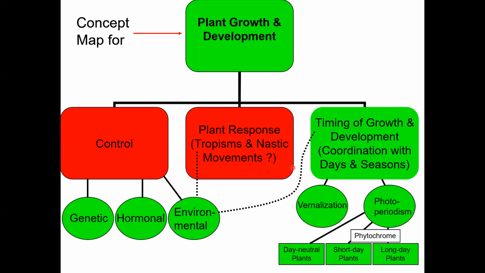Genetic control, at the left, is intra, I-N-T-R-A, intracellular. That means it's within the cell. And hormonal growth itself is usually intercellular, but unlike animals, plants don't have a specialized hormone producing set of glands.